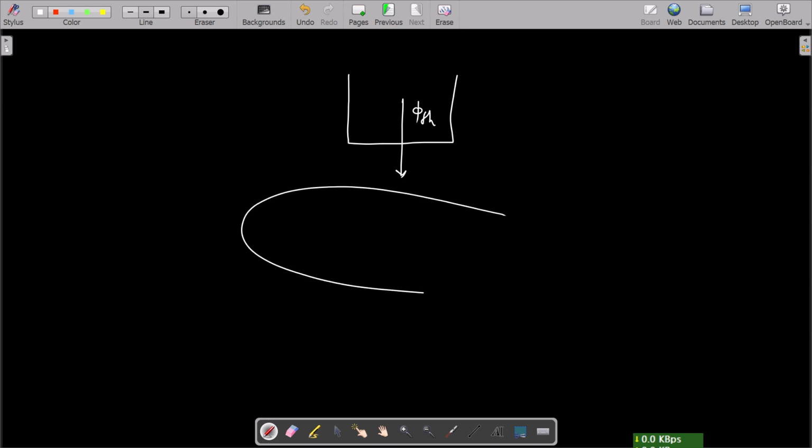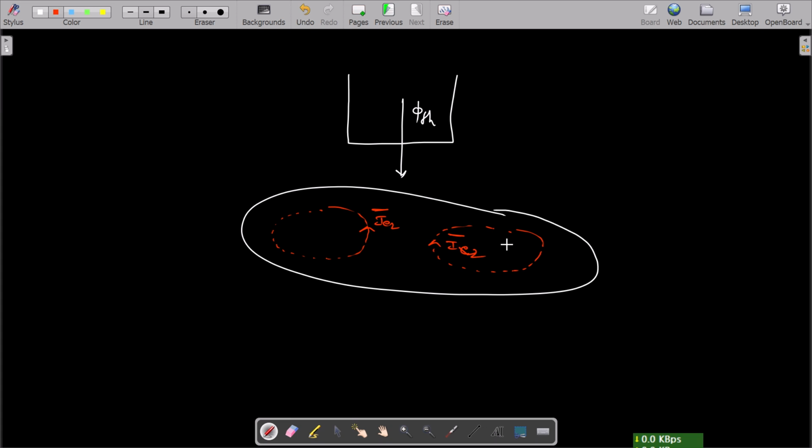How will it be looking? This is the phi sh, and this is the disk we are going to have. And here we are having two eddy currents which are produced because of that series magnetic flux. Okay, and the directions will be IE2 bar and IE2 bar.